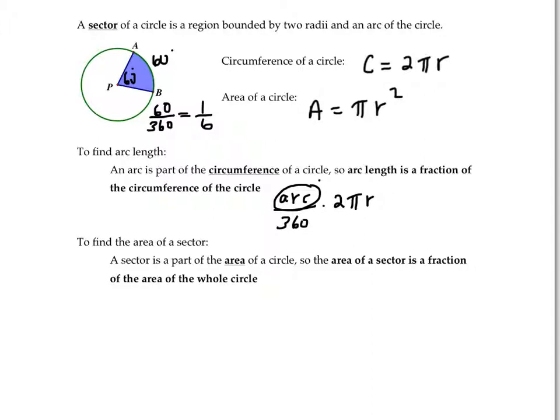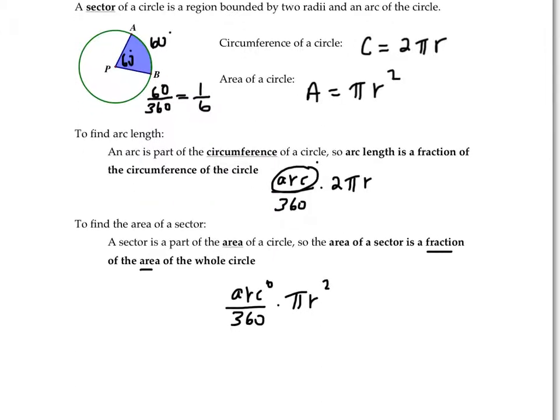To find the area of a sector, the sector is a part of the area of a circle, so the area of a sector is a fraction of the area of the whole circle. Again, to find that fraction, you're going to take that arc measure in degrees, divide it by 360. Now this time you're going to multiply by the formula for area, pi r squared. All right, let's see how this works.